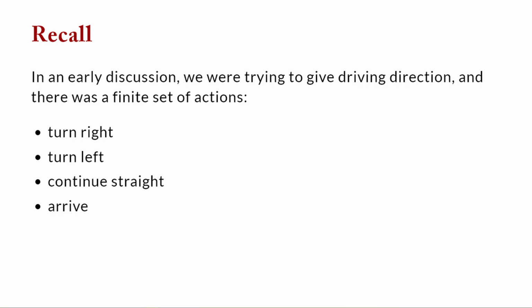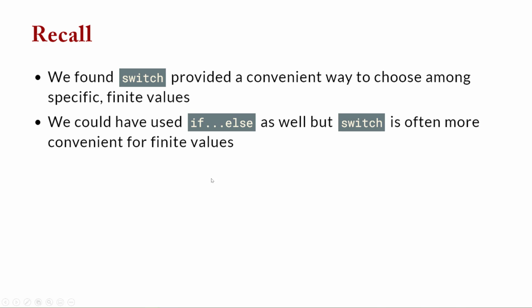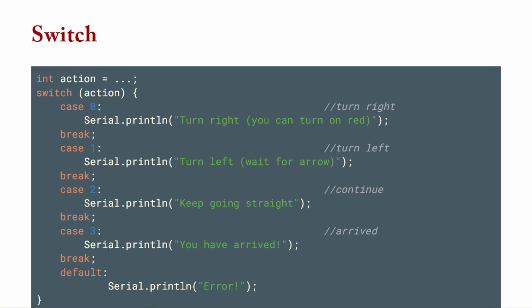So I want you to remember that we had talked about the idea that it would be really nice if we needed to track a set of directions, right? So if we're going left, right, straight, arrive. So how do we track that, right? That was one of the things we wanted to do. So what we found is that a switch statement could be a really easy way to do that, right? Having a switch is one way to track that. We can have if else, right? But switch is sometimes more convenient.